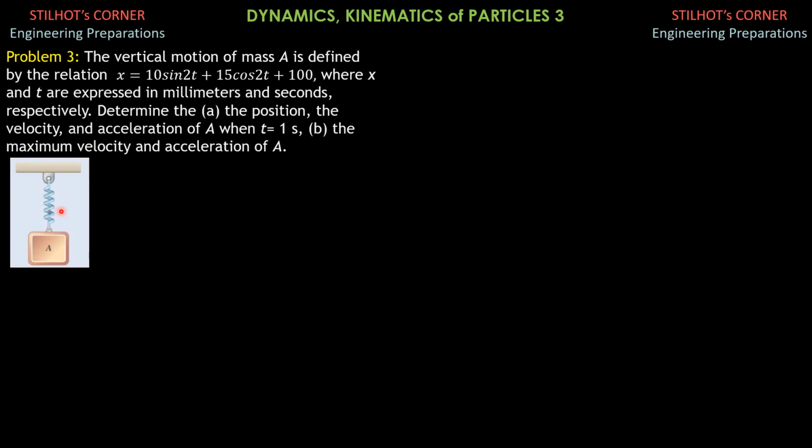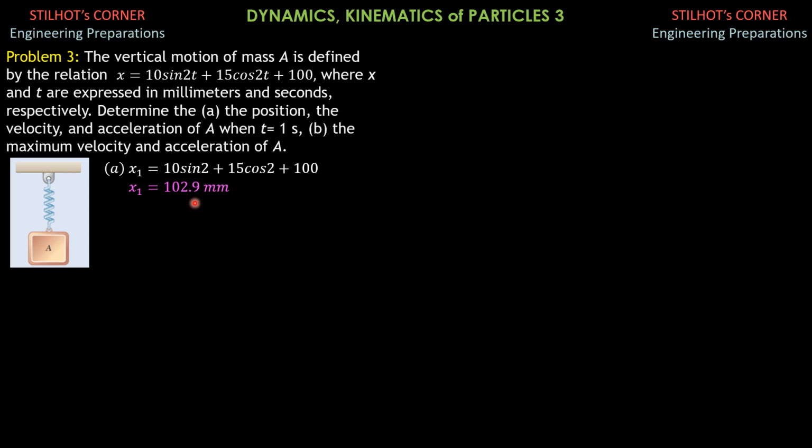So this is the figure. x1 equals 10 sine of 2 times 1, so 2, plus 15 cosine of 2 plus 100. So evaluating using your calculator, x sub 1 is equal to 102.9 mm.